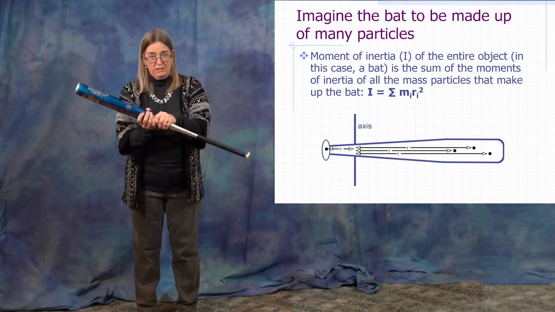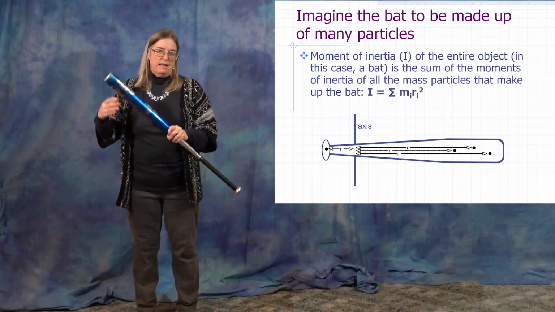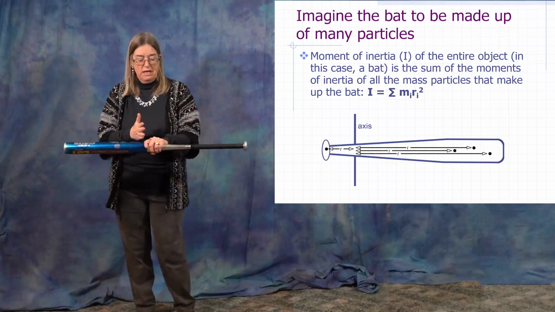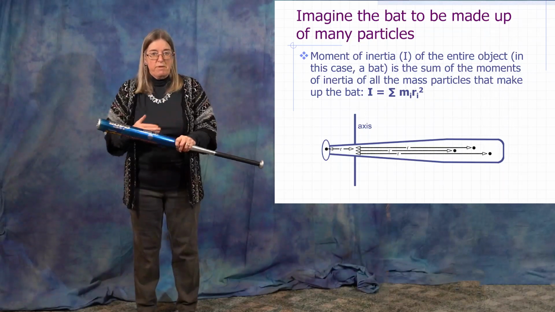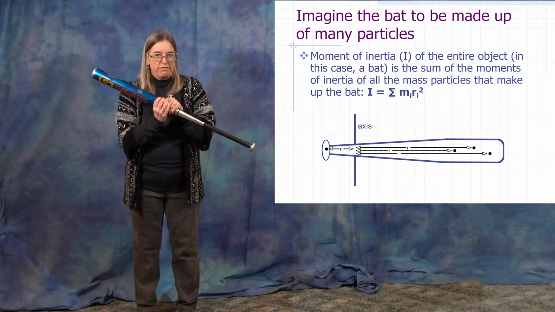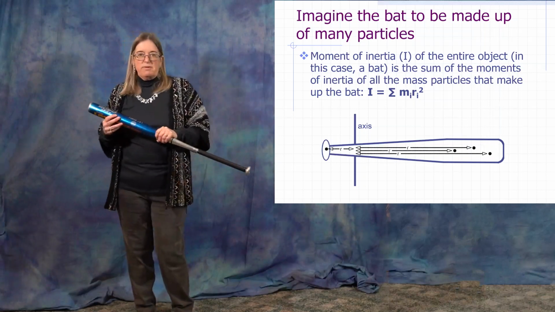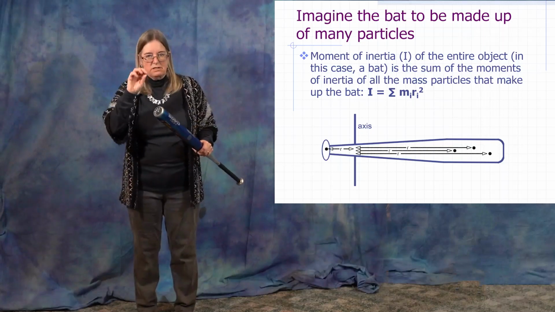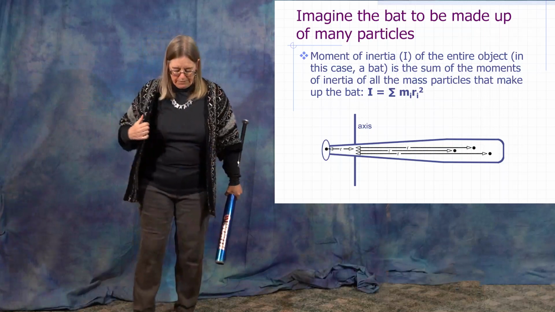If I change my axis of rotation, so let's say I was holding it there, then I would have to start from scratch because each particle would now be a different distance from my axis of rotation. So it's from whatever axis of rotation you're looking at. So the sum of the masses of the particles times the individual radii, the distances from the axis of rotation, squared.